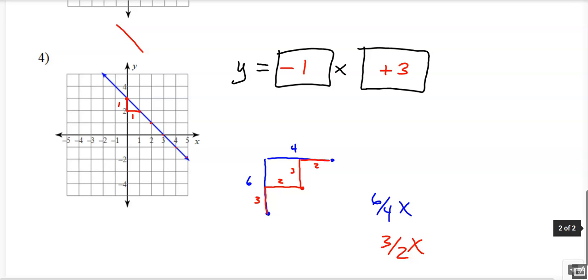Also realize that if you have a slope that goes up 4/1, they're not going to want you to write the slope as 4/1 x. They're going to say, hey, simplify that. 4 divided by 1 is just 4. So be careful that you are simplifying your slopes.